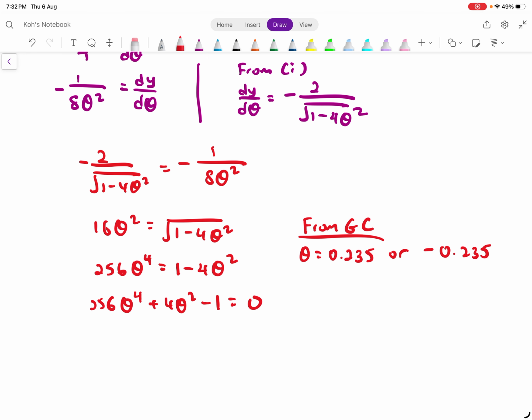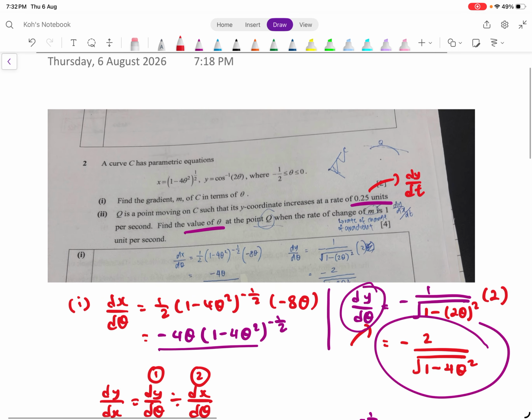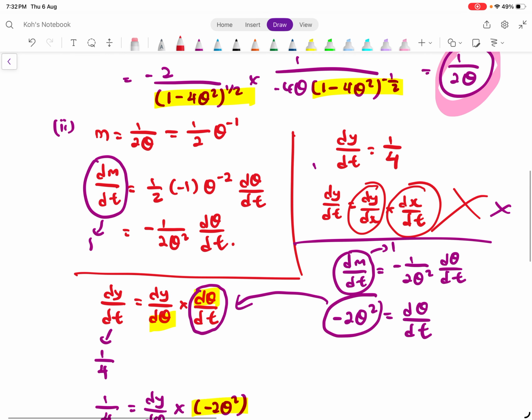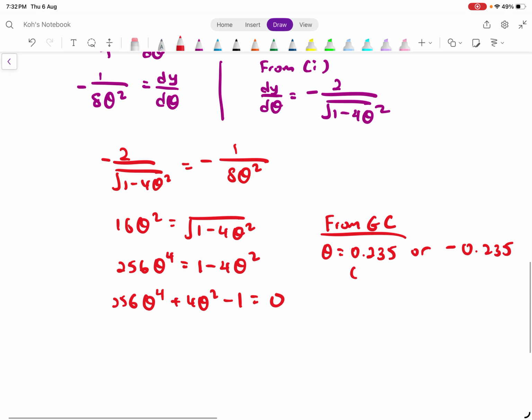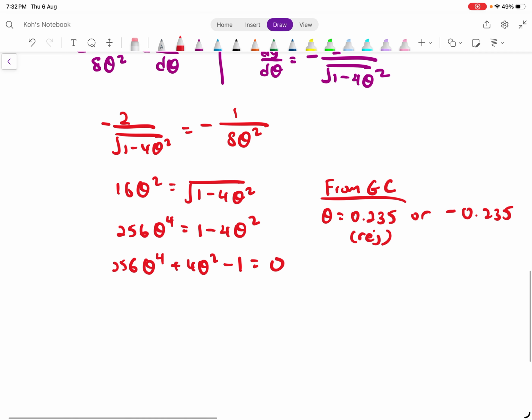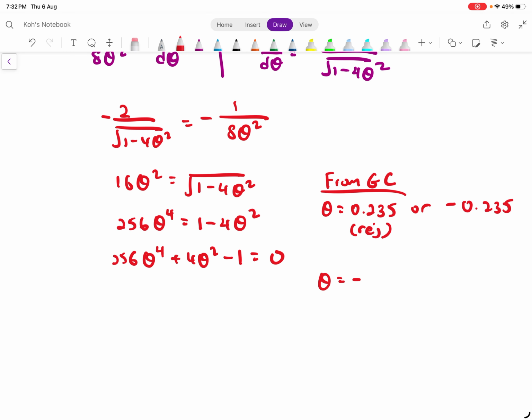Of course, we must accept only one value because they say the value of theta. Then we look at the range, the domain: theta is more or equal to negative half, less or equal to 0. So definitely I must reject the positive number here. So this one is rejected. So theta is equivalent to negative 0.235, which is consistent because theta is less or equal to 0, more or equal to minus 0.5. You can see that this one is inside the domain. So that is how we solve this question.